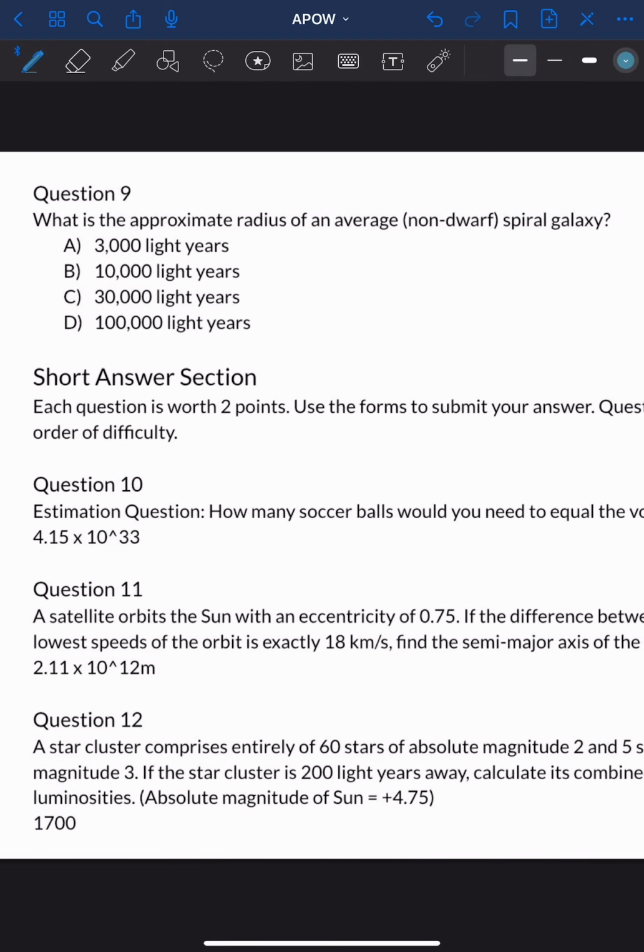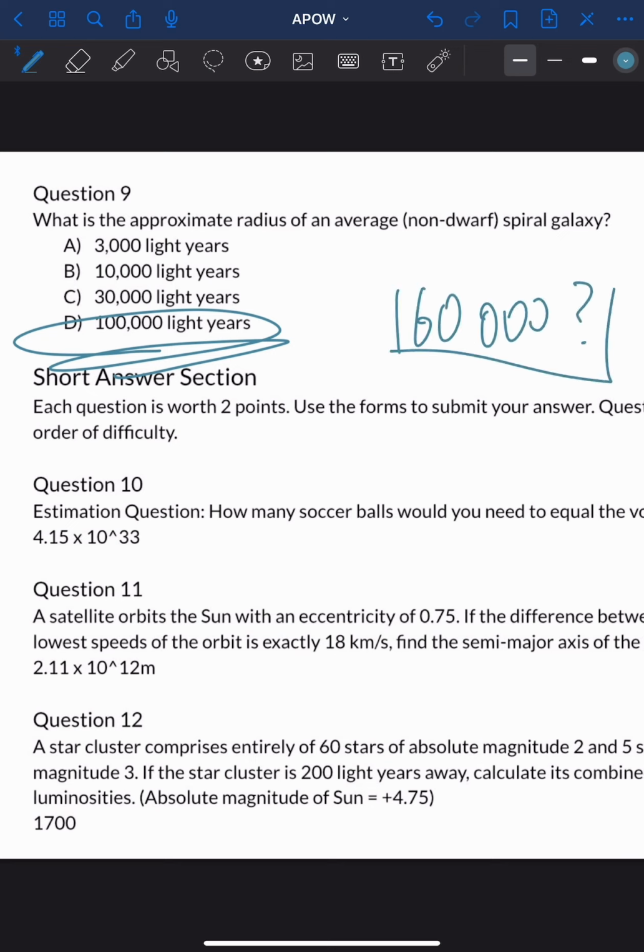This one's not a general knowledge question. To be honest, I got this wrong the first try. I thought it was D because Andromeda is huge. Andromeda has something on the scale of this. In fact, I think it's 160 the earlier. I forgot the exact number. I might correct myself later.